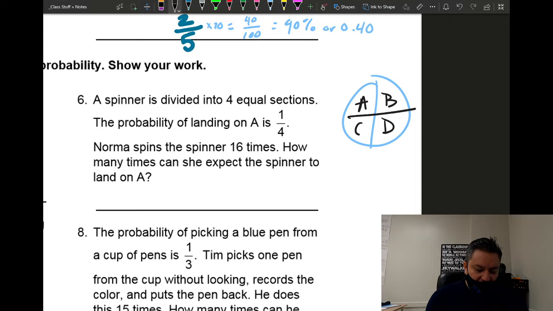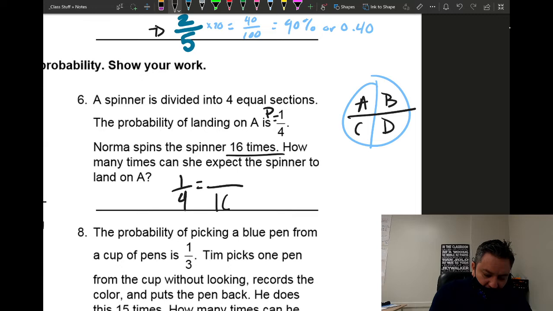Norma spins the spinner 16 times. How many times can you expect the spinner to land on A? So my probability is that one, 1/4. That's my first fraction, like what we just found over here. Now, the experiment is doing this how many times? 16. And then you do x.